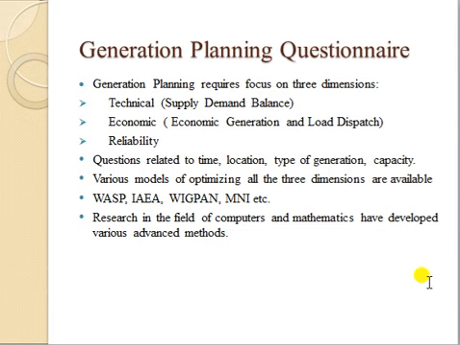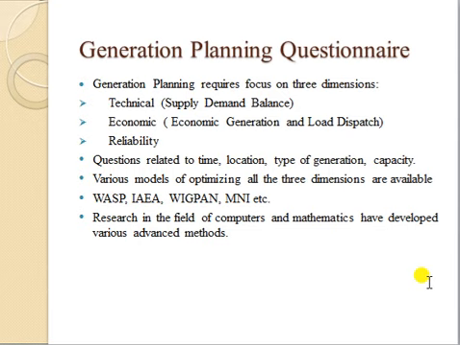Some optimization methods like Lagrange's multiplier or the Newton-Raphson method may be applied for calculation of economic generation or economic load dispatch, and then you can take the decisions related with economics. The third important thing is reliability, which in a very simple manner means we always want a 24 into 7 electricity supply. So if you want electricity supply 24 into 7, there must be generation operation 24 into 7.